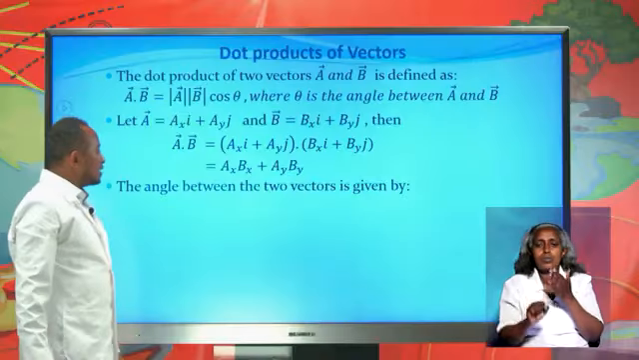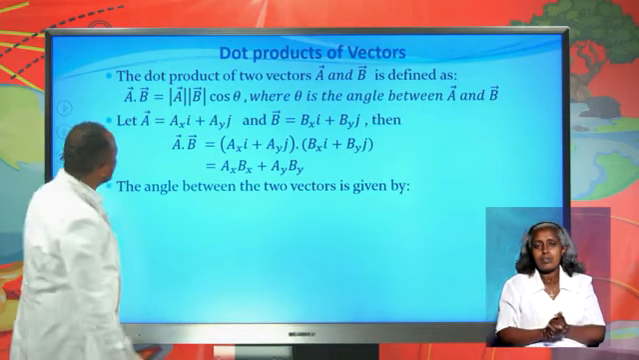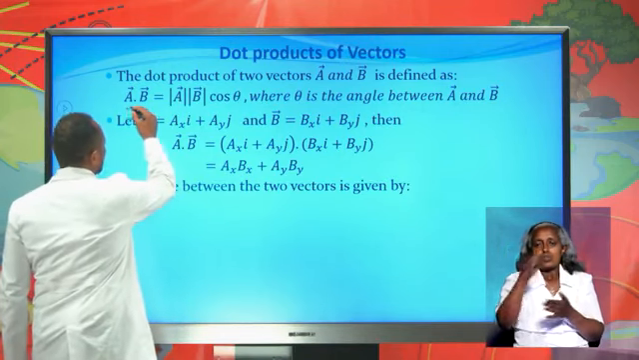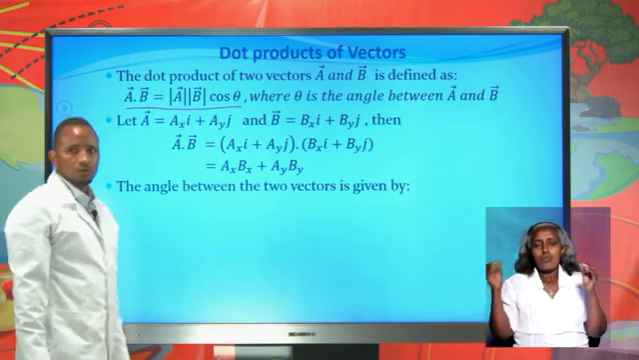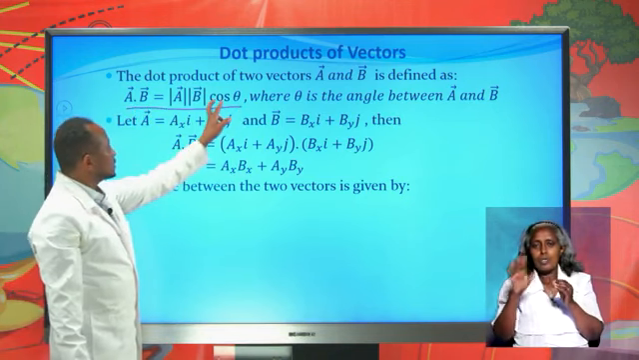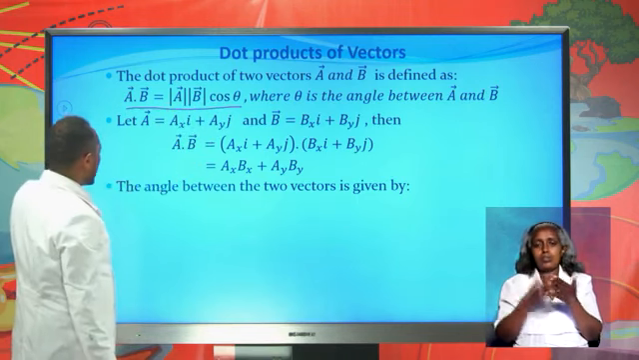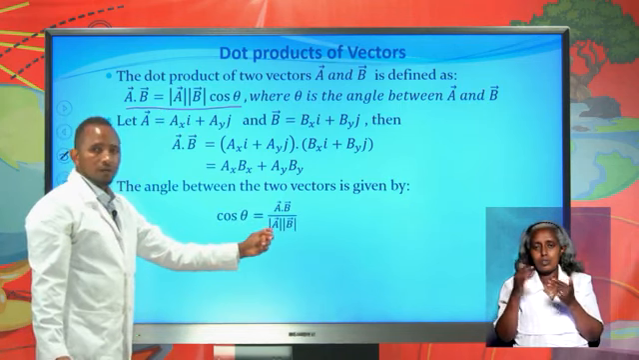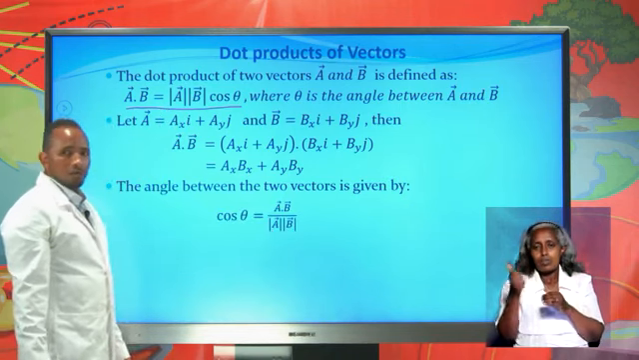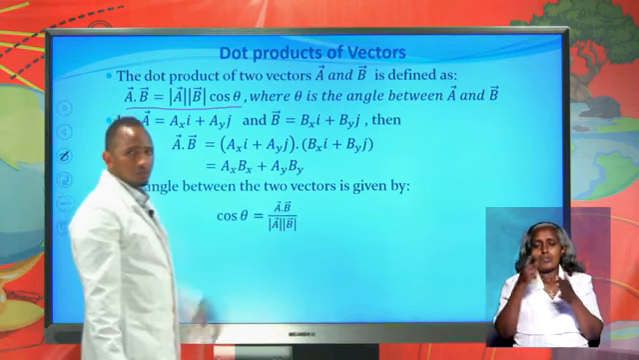So, to find the angle between the two vectors, we can use these two equations. We have A dot B equal to the magnitude of A, magnitude of B, cos theta. To find cos theta, you divide both sides, and you will have cosine of theta equal to A dot B divided by the magnitude of A times the magnitude of B. And we can also put in the value of A dot B from this one.